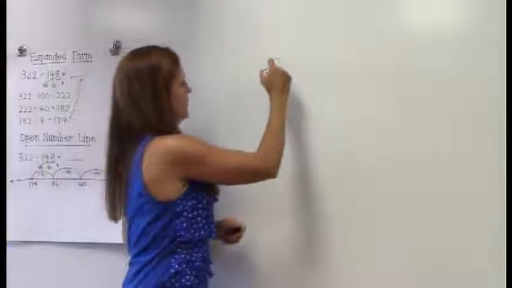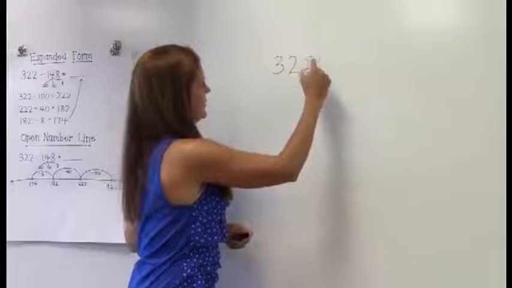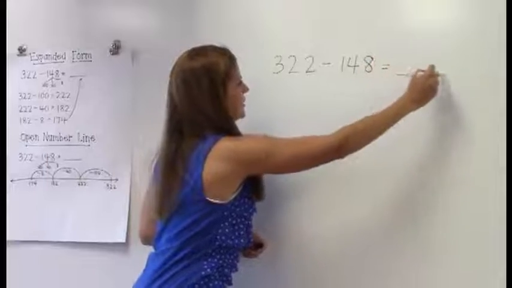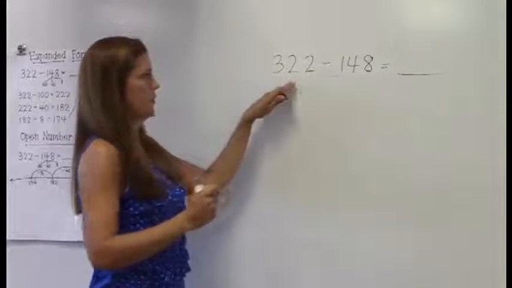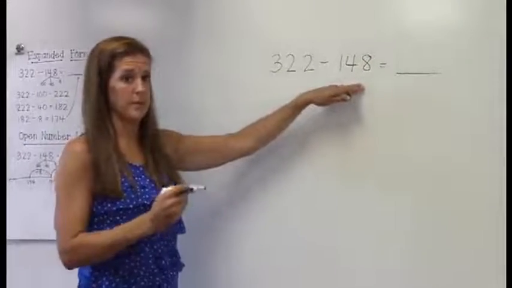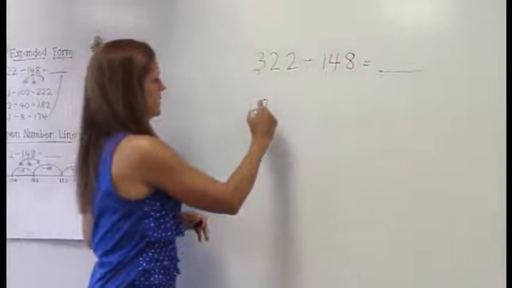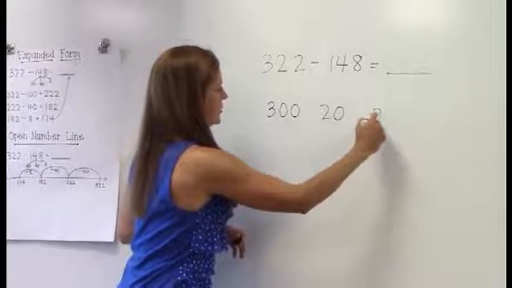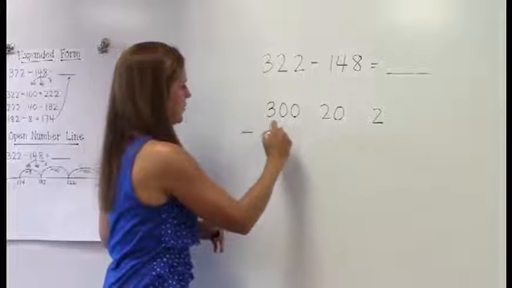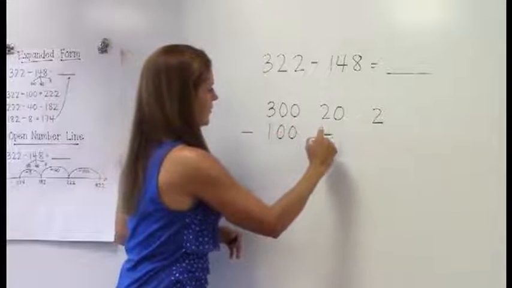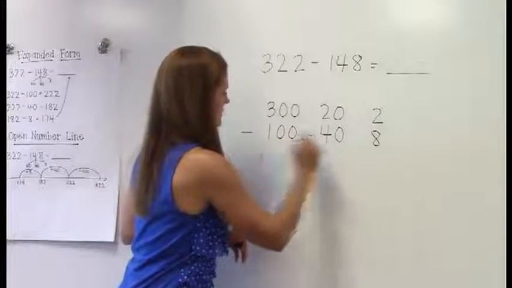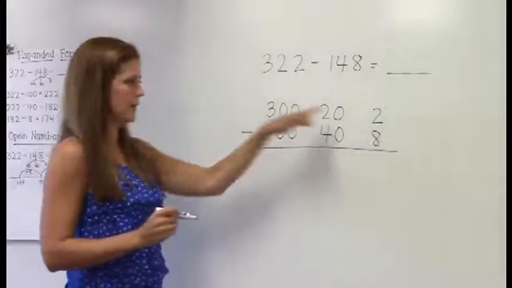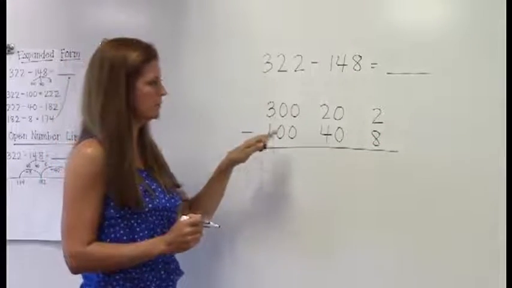So again, 322 minus 148. I'm going to break, this time, both numbers into expanded form. So we have 322 minus 148. And again, I'm going to be working from right to left as I subtract.